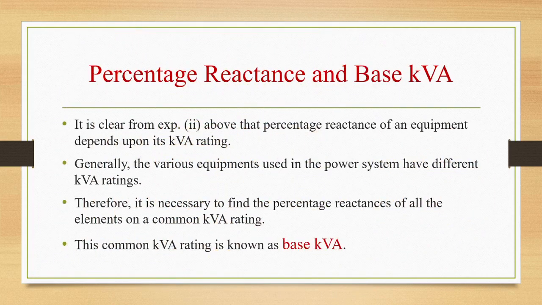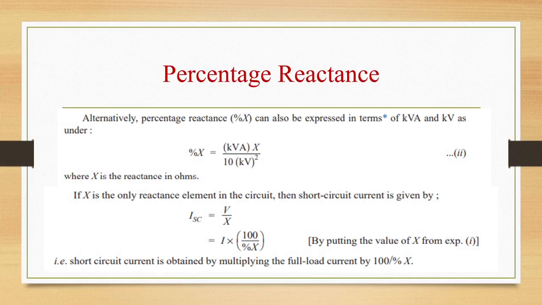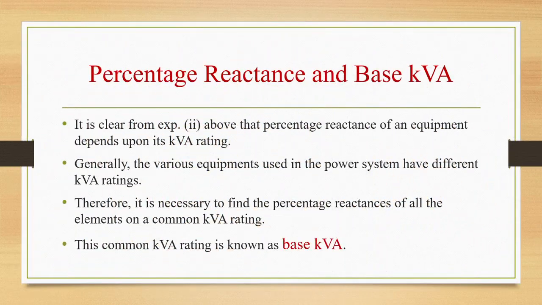From this expression 2, that is this one, percentage X is equal to kVA into X by 10 kV square. From this expression, percentage reactance of an equipment will depend upon its kVA rating, we can say it. Okay. So generally various equipments which are used in power system have different kVA ratings. So it is necessary to find the percentage reactances of all the elements on a common kVA rating. This common kVA rating is called as base kVA.